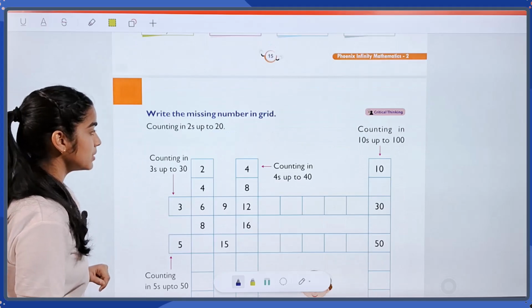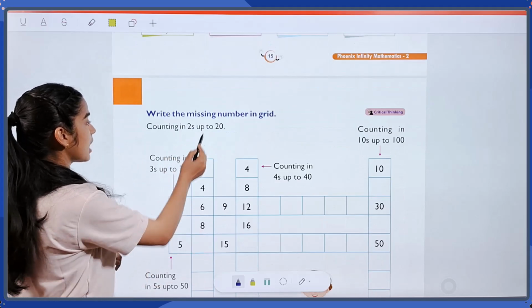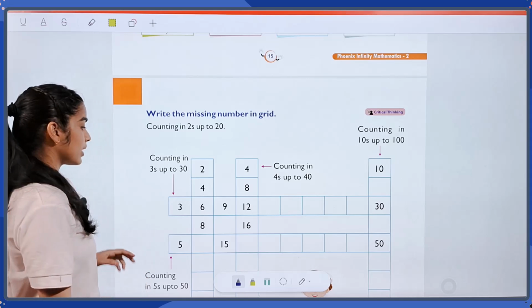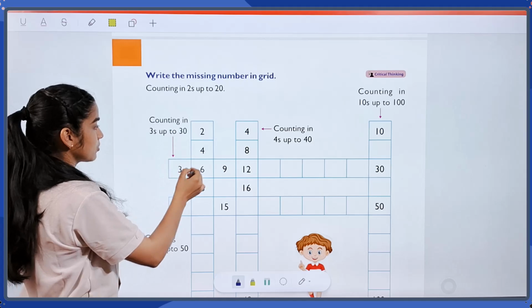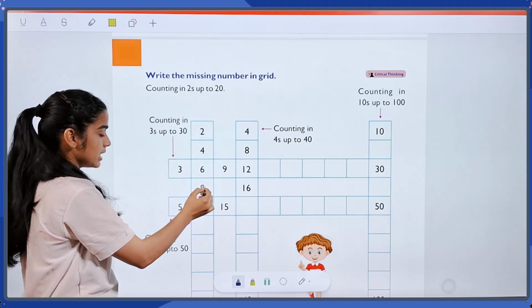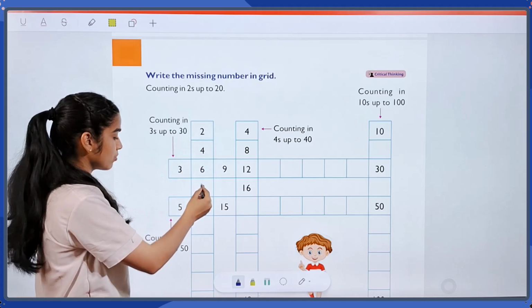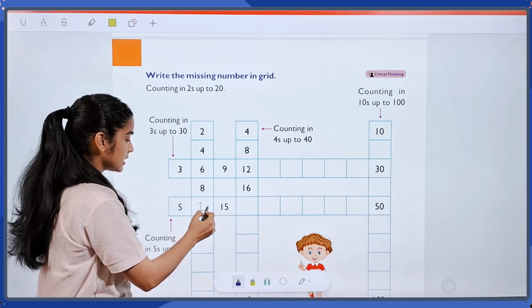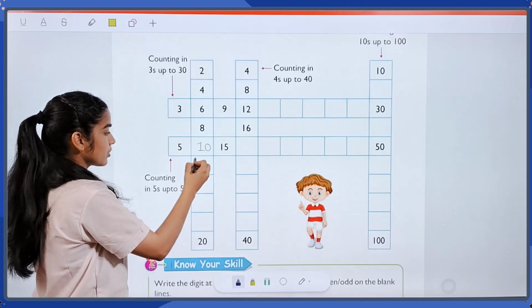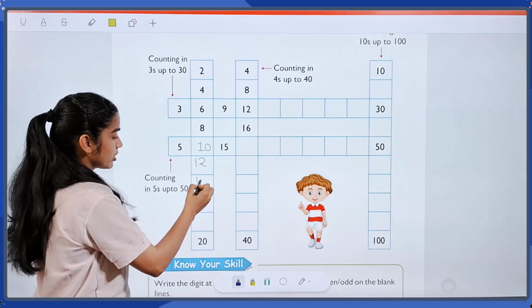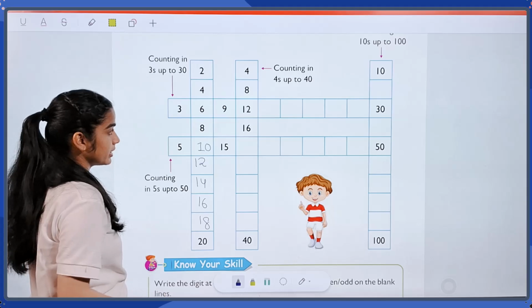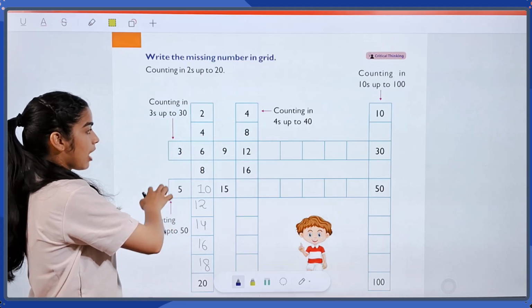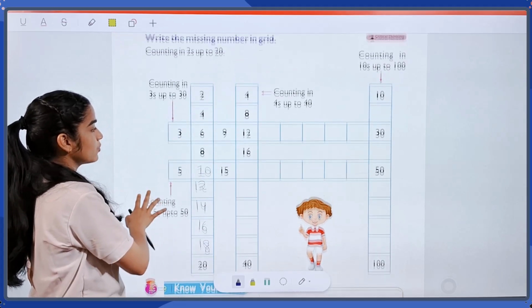Write the missing numbers in the grid. Counting in twos up to 20. Counting in threes up to 30. So we have to write the missing numbers in the grid. Here we have 2, 4, 6, 8. If you know the twos table, you know what we have to write here. We write 10, then 12, 14, 16, 18 and 20. Now, after completing this twos table, you have to complete the threes table.